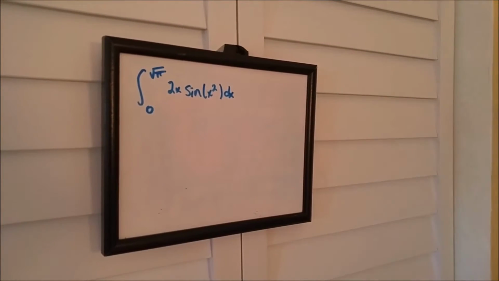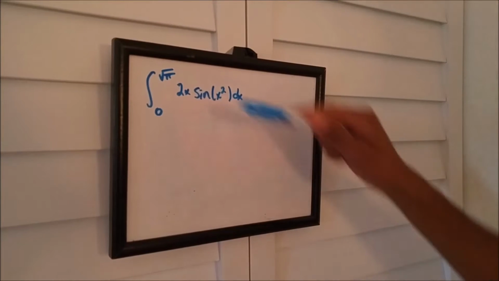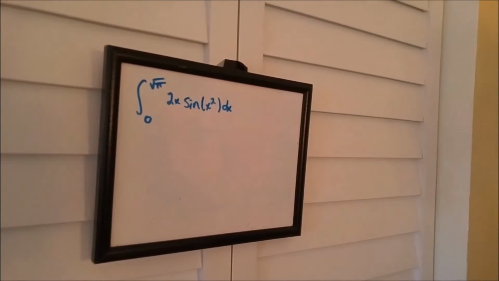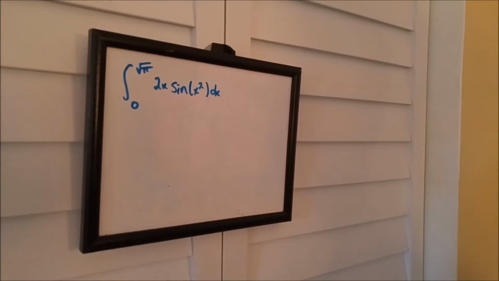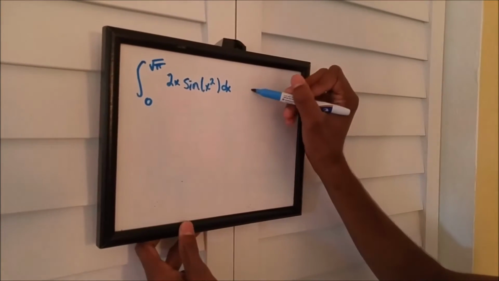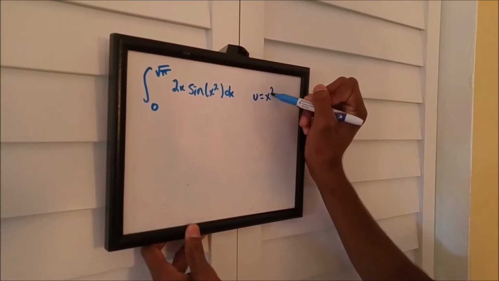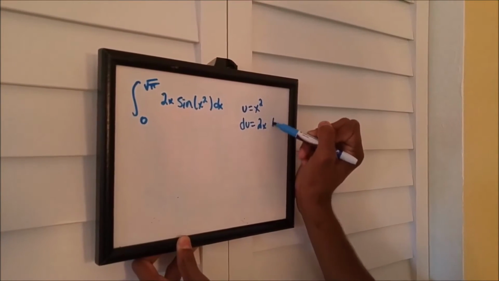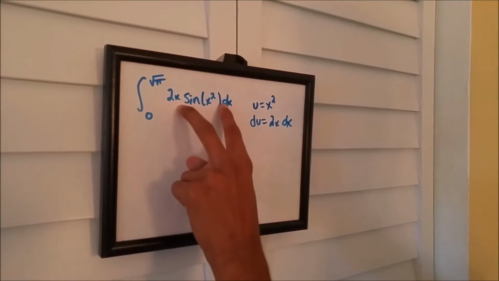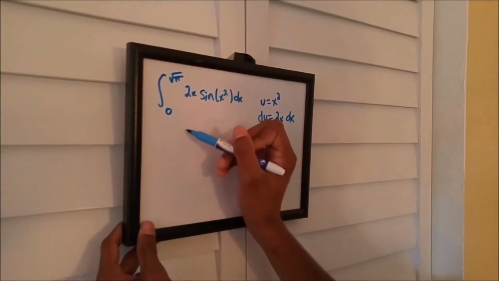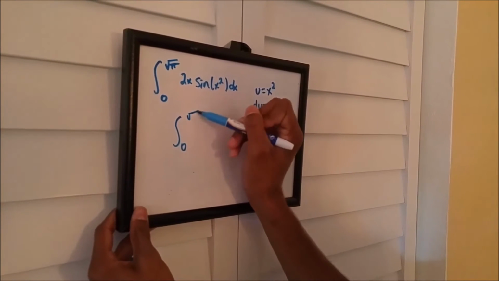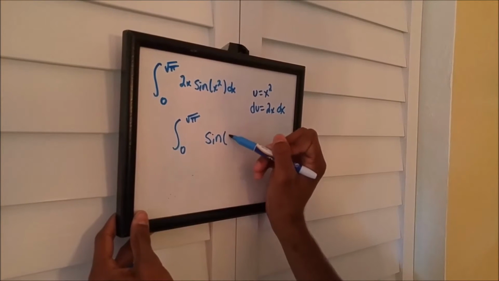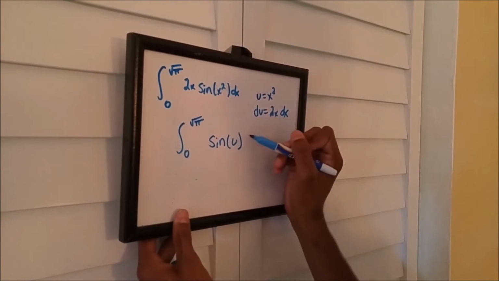In this problem we have a definite integral. We have 2 points that will help us actually find an answer, as opposed to the previous problem, which was an indefinite integral. So the same step, we find our u, which would be x squared, and take our derivative, du, 2x dx. Now we have a 2x dx in the problem, so it can be simplified to the integral from 0 to the square root of pi of sine u du.